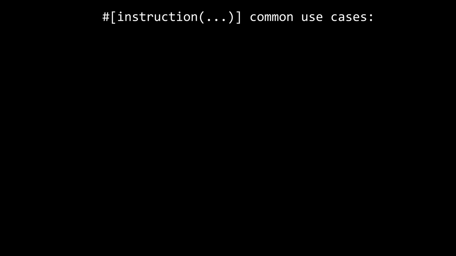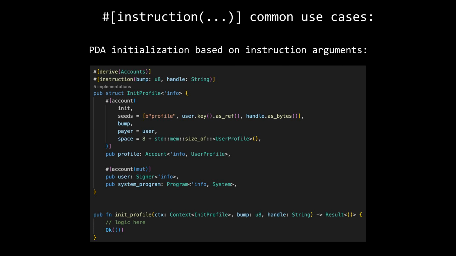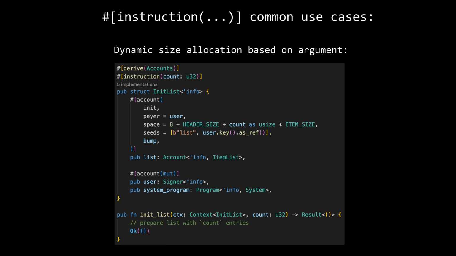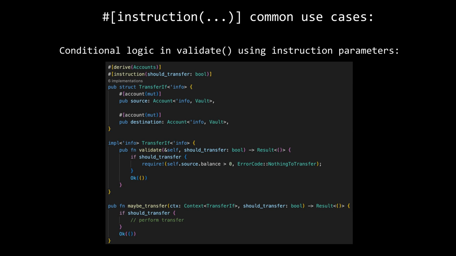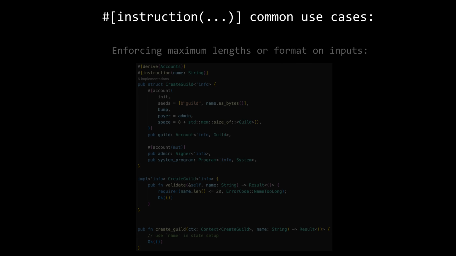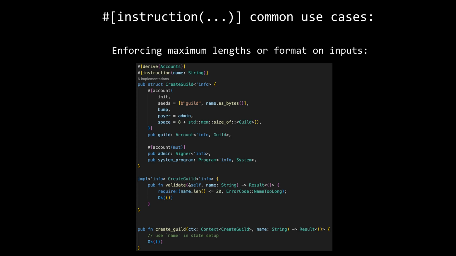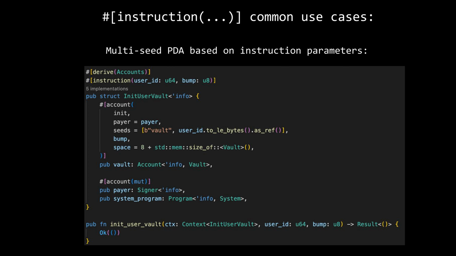The common use cases are PDA initialization based on instruction arguments, dynamic size allocation based on arguments, conditional logic in validate using instruction parameters, enforcing maximum length or format on inputs, and multi-seed PDA based on instruction parameters.